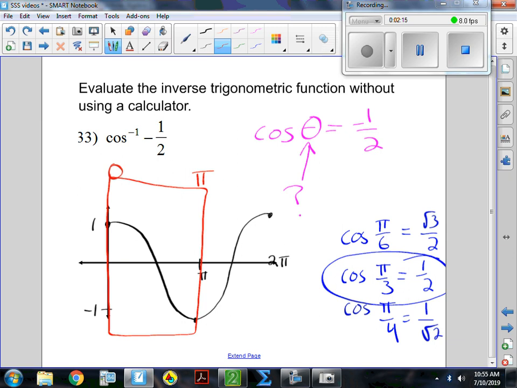So when I'm looking for where is cosine equal to negative 1/2, well, if I have one graph, I'm going to go ahead and draw the 1/2 and the negative 1/2, and that's going to be right here. So instead of that being at pi over 3, we're going to see that at 2 pi over 3. So cosine inverse of negative 1/2 is equal to negative 2 pi over 3. Sorry, not negative 2 pi over 3, just 2 pi over 3. Don't know why I threw the negative in there.